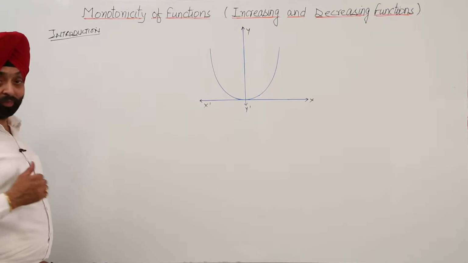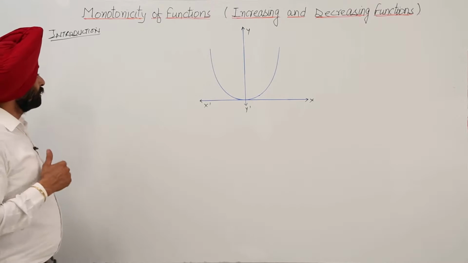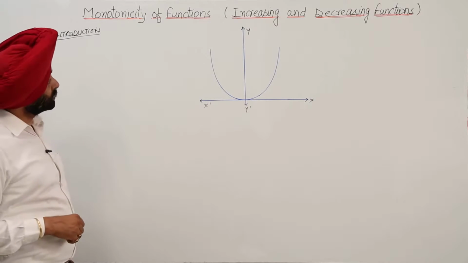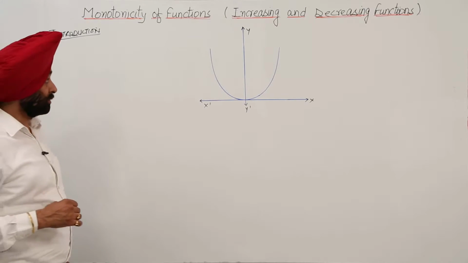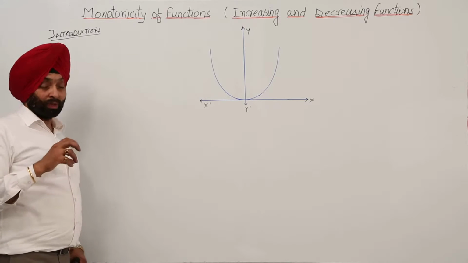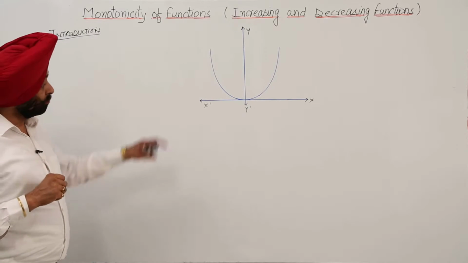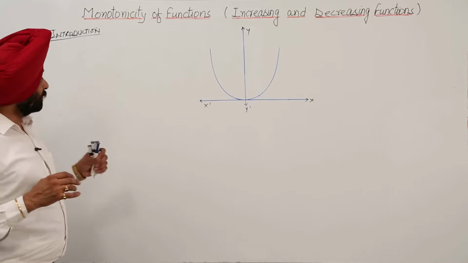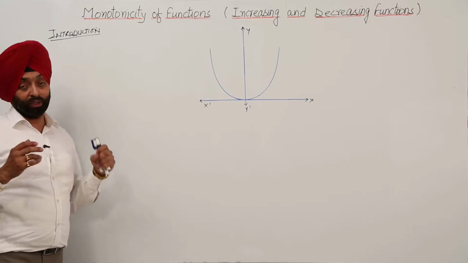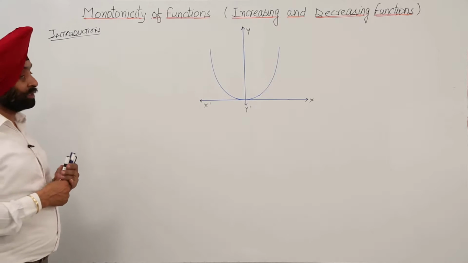Stepping for the chapter introduction part. Now the heading is monotonicity of functions, or increasing and decreasing functions. I have drawn a small parabola on the whiteboard. Basically, what are monotonicity or increasing and decreasing functions?